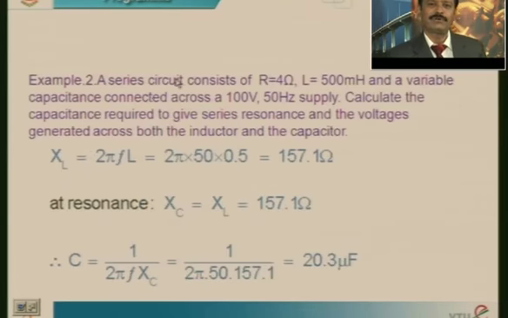In the second problem, resistance 4 ohm is given, inductance 500 millihenry is given, and capacitance is to be calculated in this problem, where the combination is connected across a 100 volts, 50 Hertz supply. And here they asked to calculate capacitance as well as voltage across inductor and capacitor.